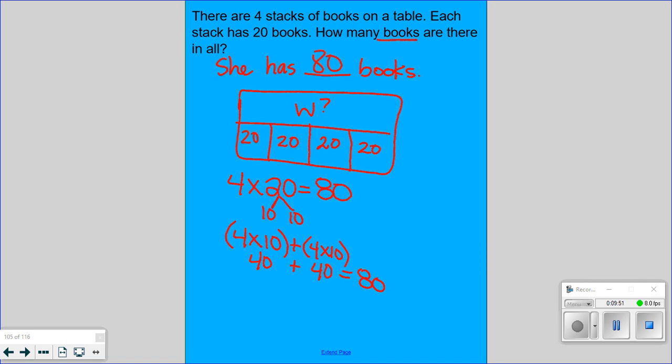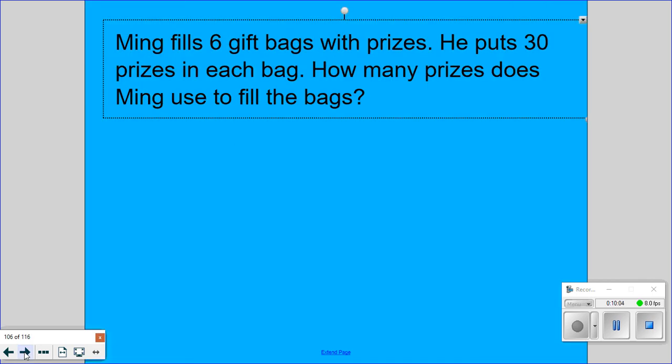Now, that was not so bad because 20s can easily be broken into 10s. But what if we have a larger multiple of 10? Let's try this one. If you need to be on the next page, you can. You can keep working on that page. Just draw a line and we'll keep going.